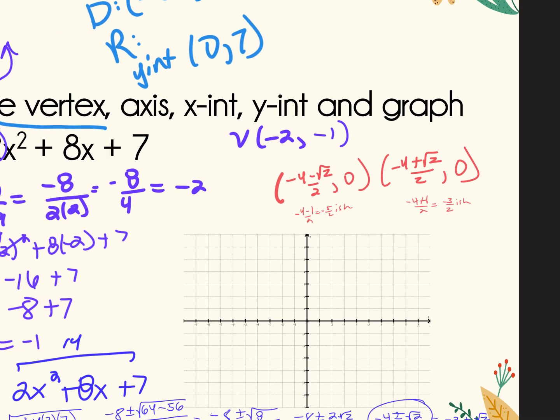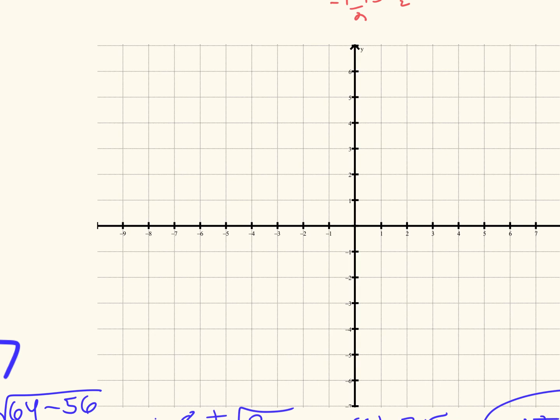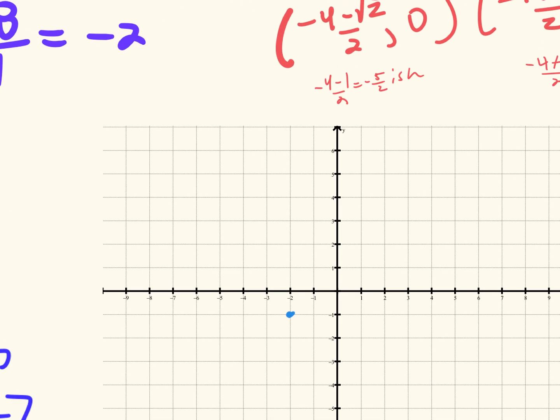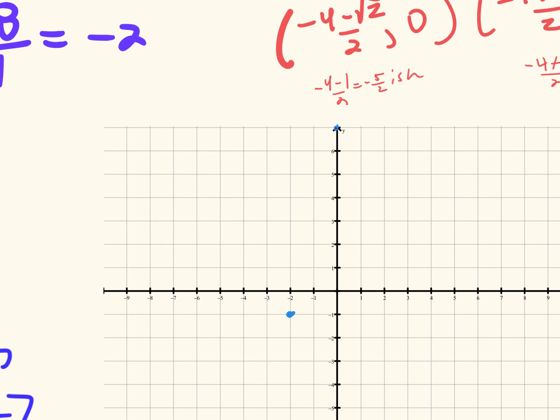So then we would go ahead and plot everything we know. We know that our vertex is at negative 2, negative 1. So I'm going to go left 2, down 1. I know that my y-intercept is way up here at 7. So if my vertex is 2 away on the right-hand side, then I know I have a mirror image point 2 away on the left. And then our intercepts are at about negative 3 over 2 and about negative 5 over 2. And then our parabola would look something like this.